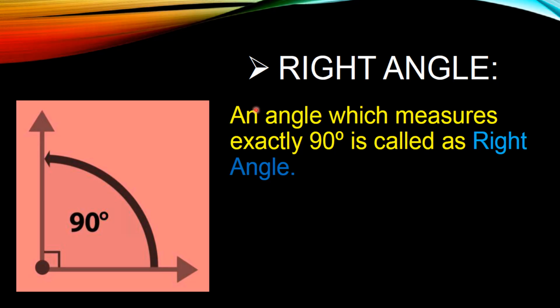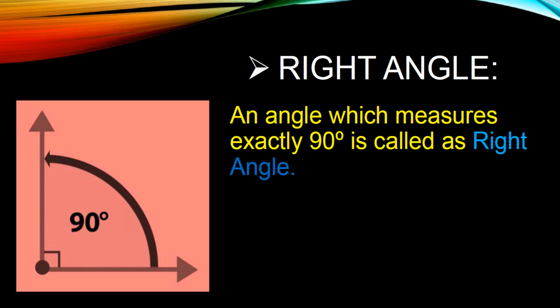Now come to the next type of angle, that is the right angle. An angle which measures exactly 90 degrees is called a right angle. Okay, my dear children, understood? The angle which measures exactly 90 degrees is called a right angle. Understood this point, my dear children? See, this is an example of a right angle.